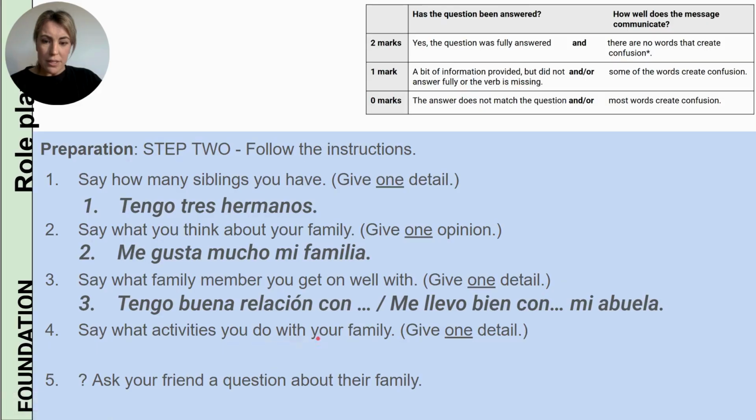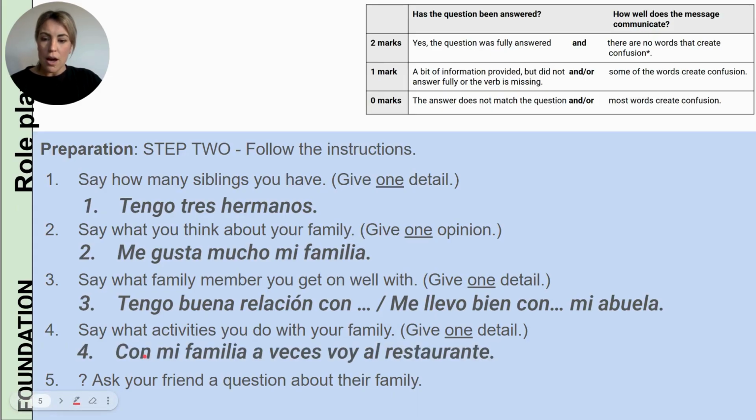Now, number 4. Say what activities you do with your family. So we go to the restaurant or we go to the park, something like that. I have chosen con mi familia, a veces voy al restaurante. With my family, I sometimes go to the restaurant. This is extra information, really. I added it to make it more complete, to give you a better model to follow. So okay, that's what I do sometimes. I go to a restaurant with my family sometimes.